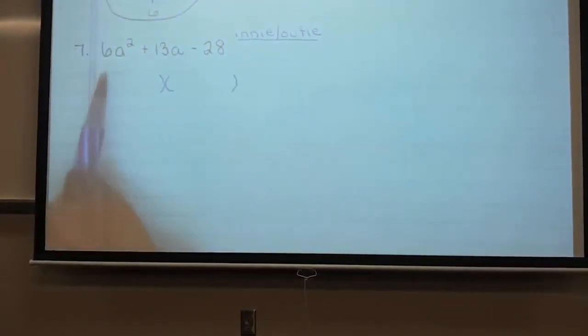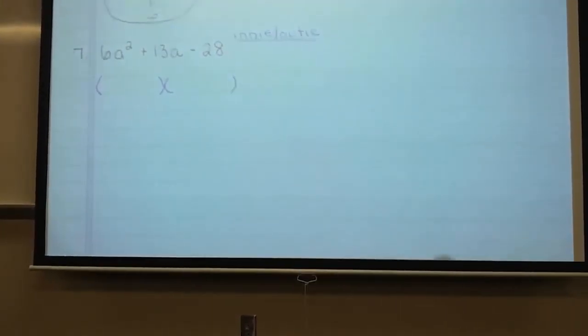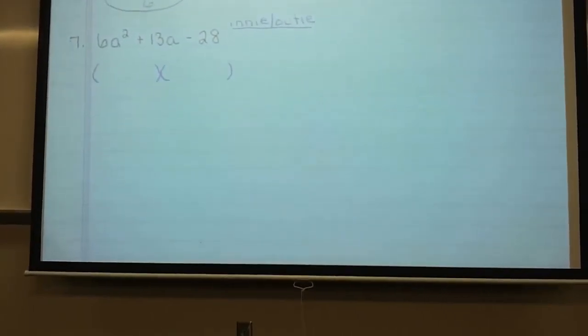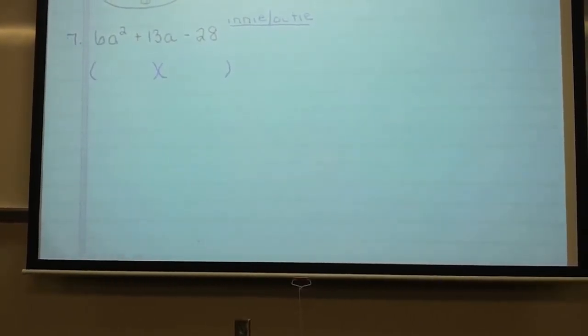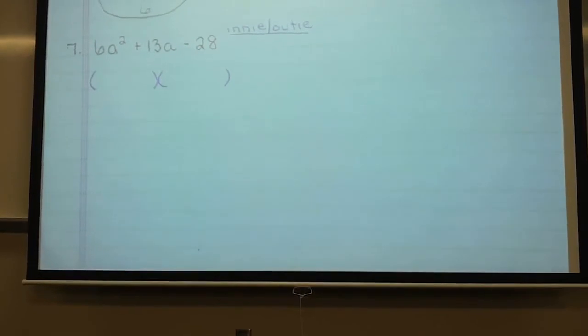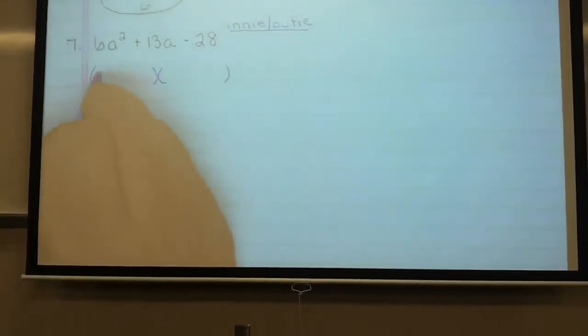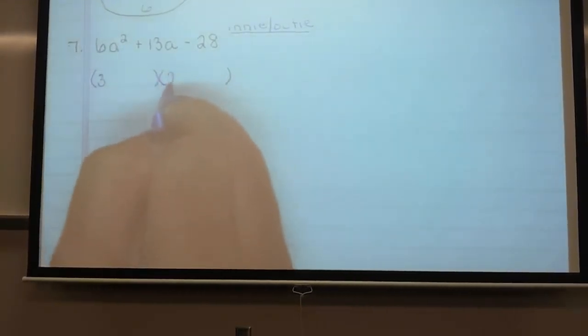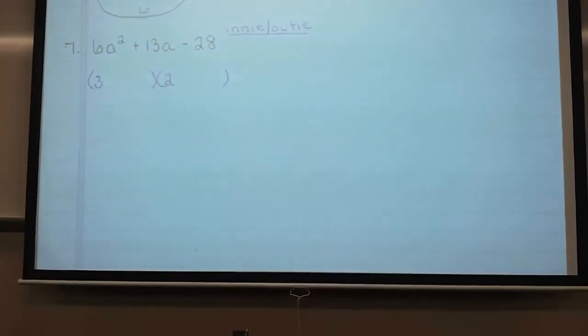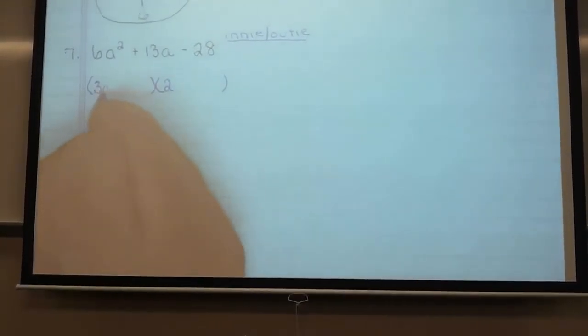What numbers multiply to give you 6? 2 and 3, or 6 and 1. So you've got two options. Go with the closer pair. So I'm going to say 3 times 2. And what letter are we dealing with? A.